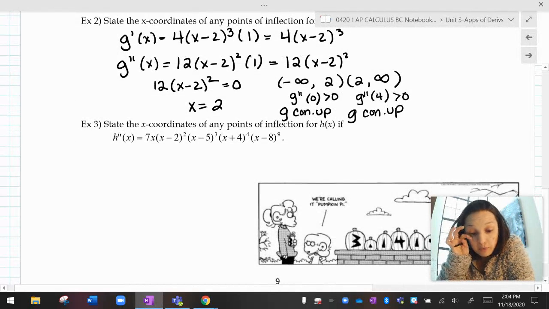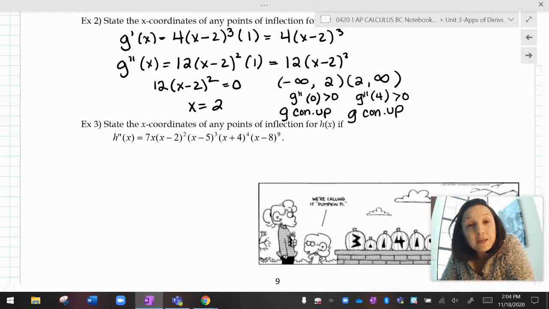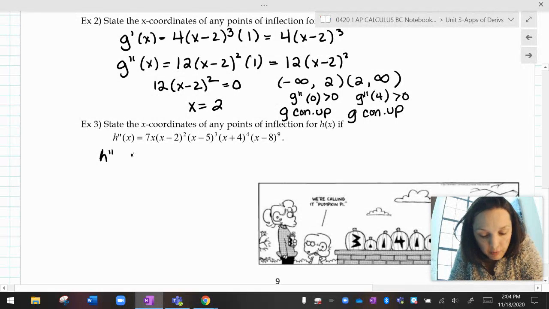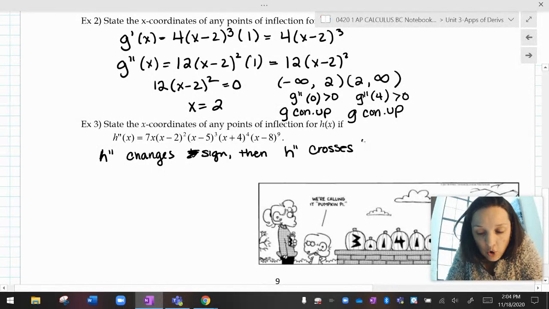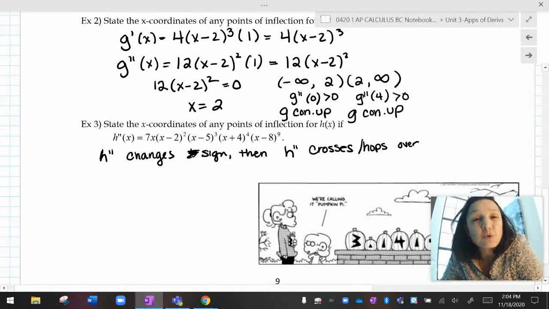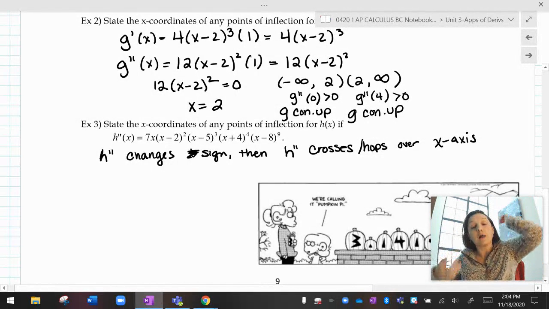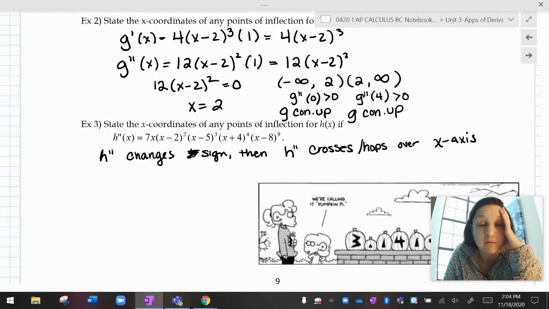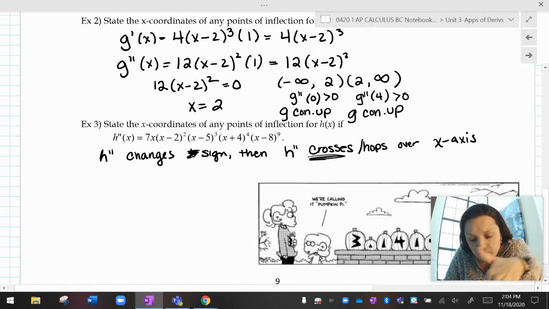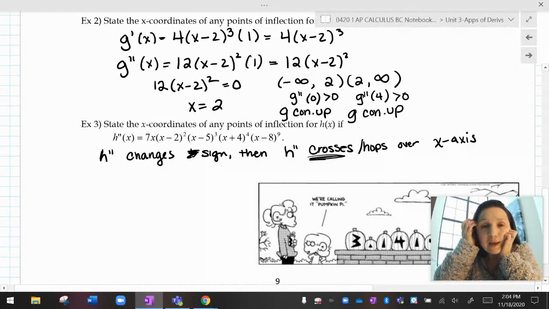Just to drive home the point, on number 3 it says state the coordinates of any points of inflection for h if h double prime is this monstrosity. Points of inflection are going to be when the second derivative changes sign, which is when the graph of h double prime crosses or hops over, in case h double prime didn't exist, the x-axis. Now, this h double prime is a polynomial, so it's not going to hop over anything. Its domain is everything. So I want to know for which of these values h double prime is going to cross the x-axis.